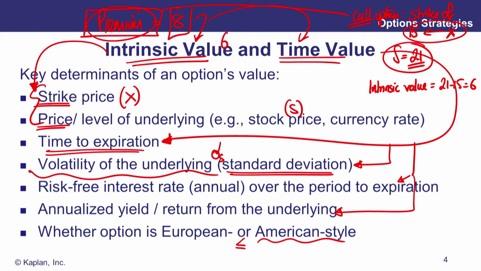Does that fully explain the value of the option? Well, no, the premium is 8. What you can do at this stage is just say, well, the balance, therefore, must be time value. So time value must be 8 minus 6, which is 2. Bolt those two together and you'll get the 8 that makes up the option's premium. So that's just a very basic example of intrinsic value and time value.